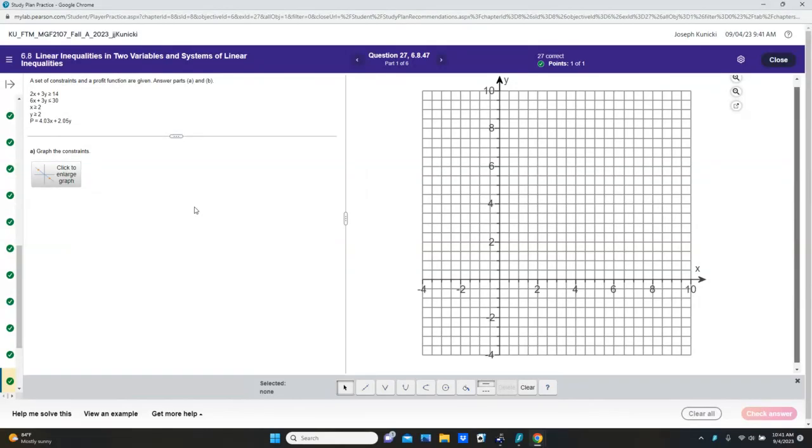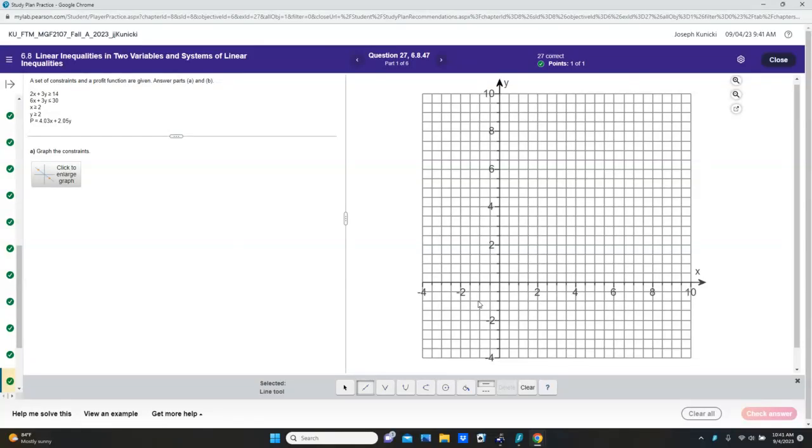I can plot one intercept. When y is 0, x is 7. But for the other intercept, I've got to plot a point other than an intercept. So if I let y be 4, then x is 1. That'll give me 2 plus 12 is 14. So to plot that first line, we said when y is 0, x is 7, and when y is 4, x is 1. So there's the first line.